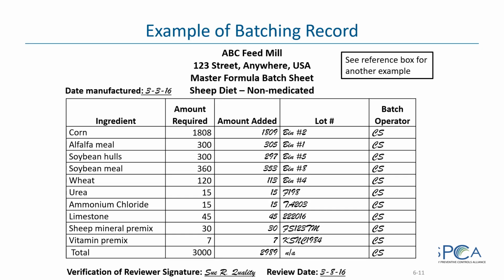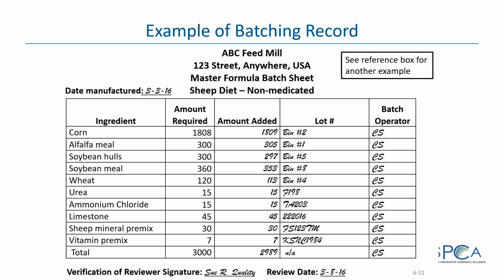Let's take a look at an example of some of the records created through that monitoring process. This is a batching record produced through this preventive control. This is when I'm actually mixing the feed. On the left-hand side, I have all of the ingredients that are going into the feed. This is the amount required per the master formula. And then as I weigh them out and add them, I'm going to write that number right in here and where I got them from, so all of the lot numbers.